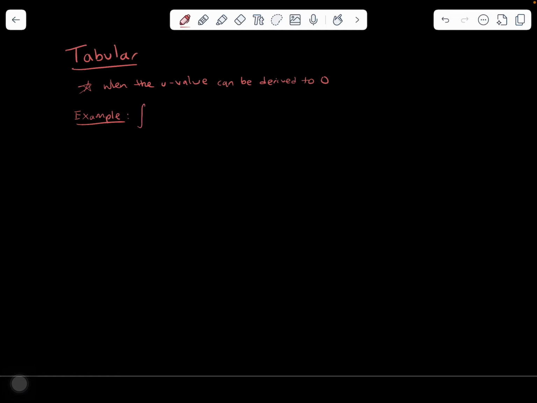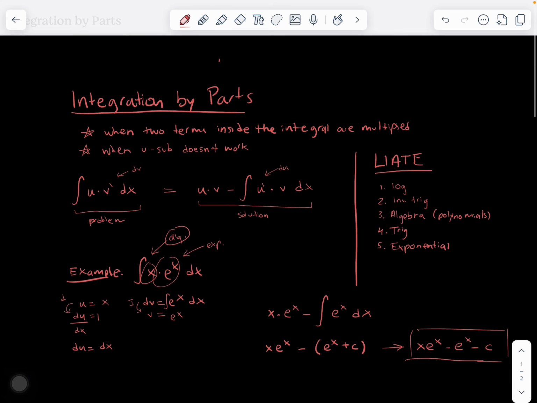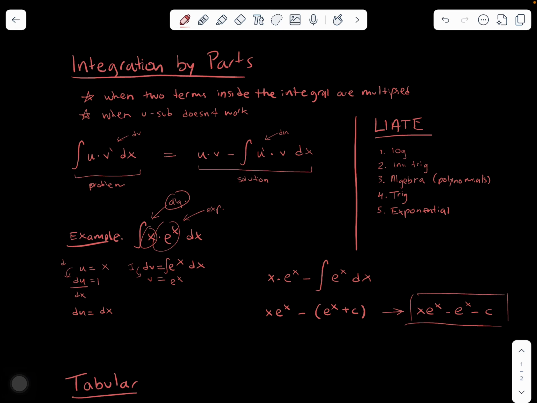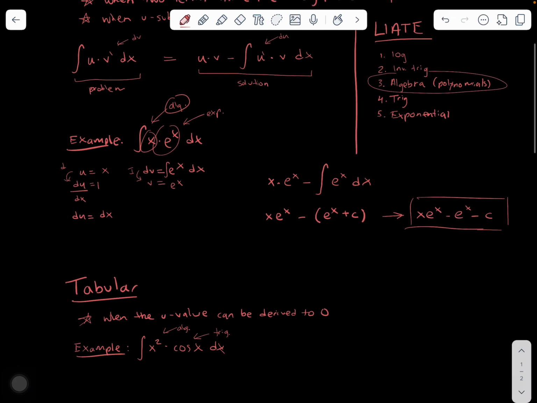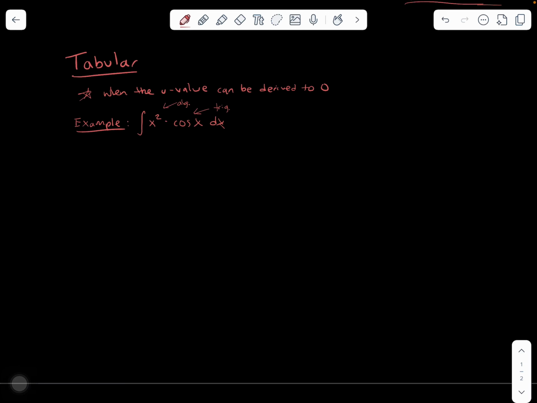So let's say we want to find the integral of x squared times cosine x dx. So first we want to find our u value, and we know that x squared is algebra and cosine x is trig. So if we look at our LIATE acronym again, we see that algebra is higher. So we'll use x squared as our u term. So u equals x squared, and the rest is dv, which will be cosine x dx.